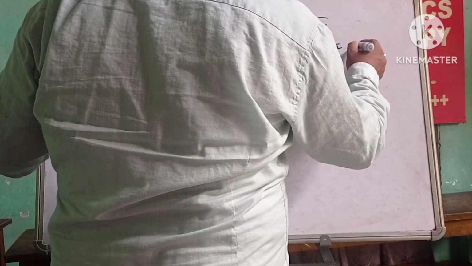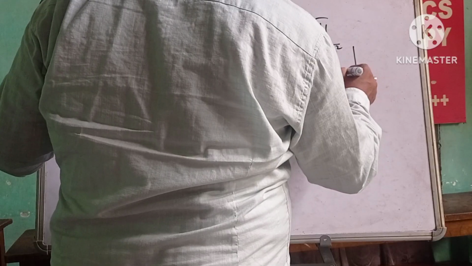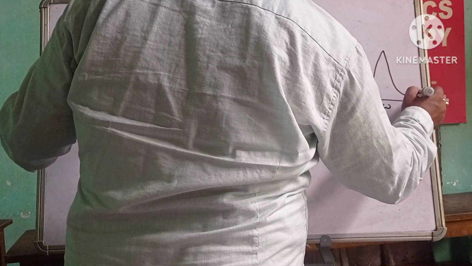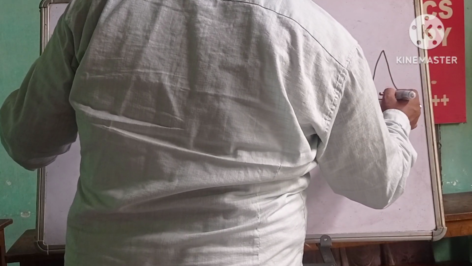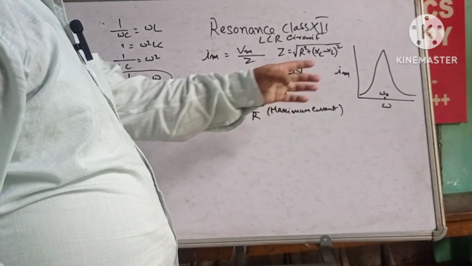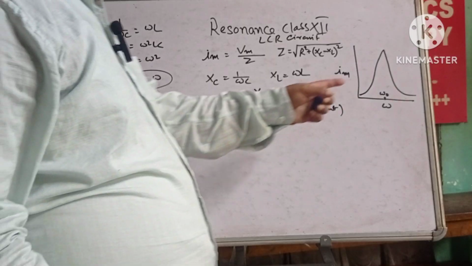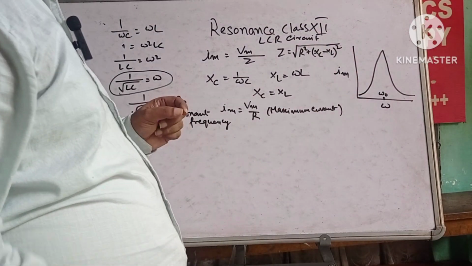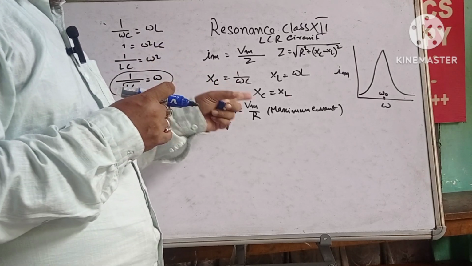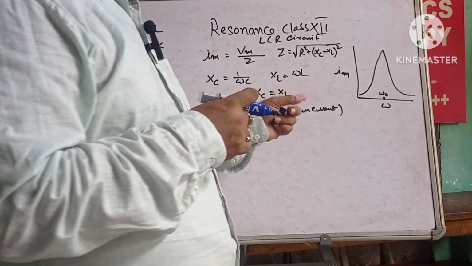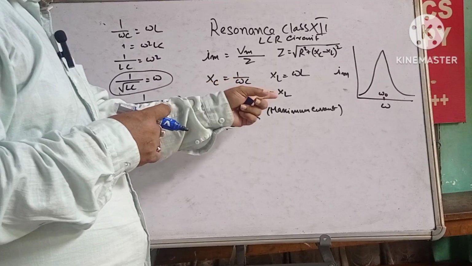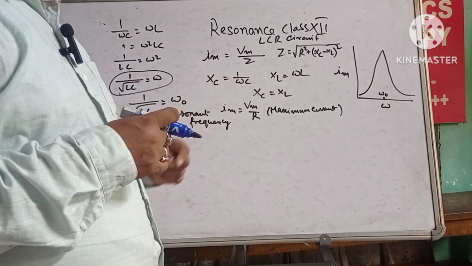That means your graph will be like this. This is the Im graph against frequency. There is some omega naught, the resonant frequency, where you will get the maximum current. So by adjusting the frequency, we can get Xc equal to XL and we will get the maximum current, because XL also depends on frequency, and Xc also depends on frequency.